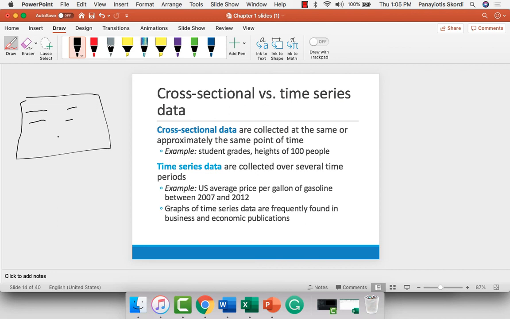On the other hand, if I'm actually looking at my pizza sales over a period of time, so each day I record how much pizza I sold. Hopefully it's going to be on an increasing trend upwards like that. This would be an example of a time series, because I'm not looking at a snapshot at one moment in time of what's going on. I'm looking at the data over a period of time, and that would be known as time series data.